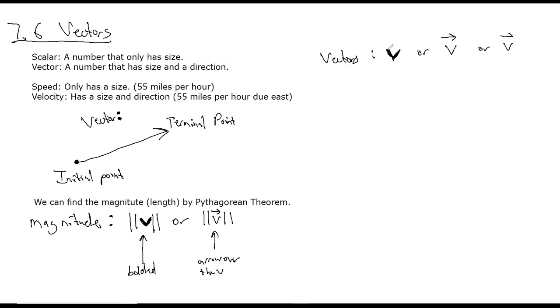So vector notation has a bolded letter or a variable with an arrow over it. Scalars, it's just a regular V. Not bolded, no arrow over it, nothing.